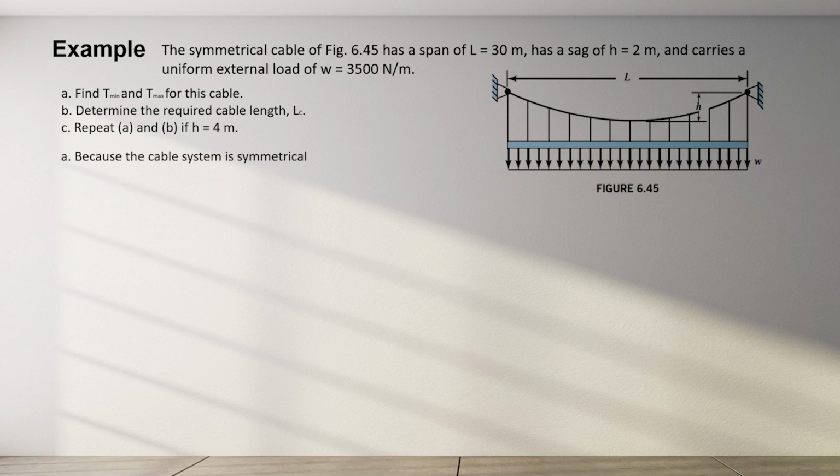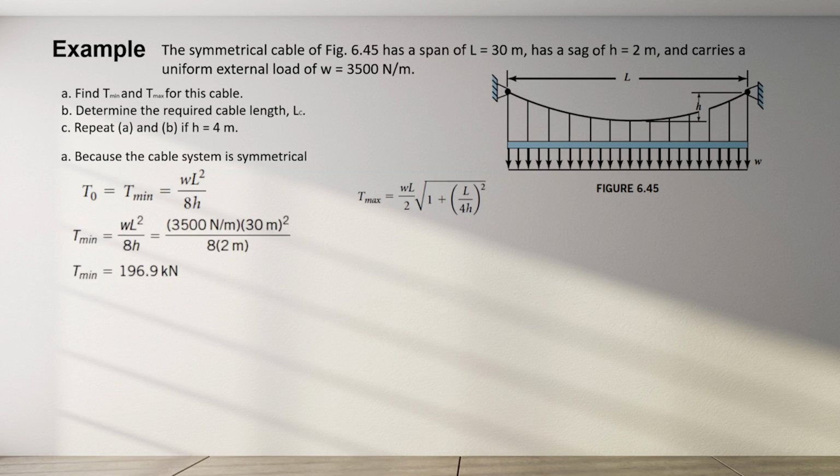Because the cable system is symmetrical, we have an expression for T0 equals T minimum equals wL squared over 8H. T max equals wL over 2 times the square root of 1 plus L over 4H squared. Plugging in the values for L, H, and w, we find the values for T minimum, 196.9 kilonewtons, and T maximum, 203.8 kilonewtons.